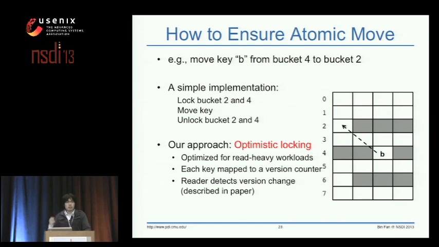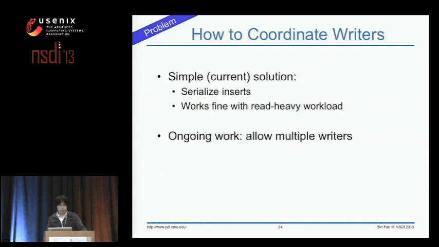Instead, we are doing optimistic locking, and we map each key to one version counter. Before we move that key, we just change the version counter. On the lookup side, you will always detect if there's any version change while reading. In this way, the lookup can detect any change. We're not going to go into the details, but you can find them in our paper.